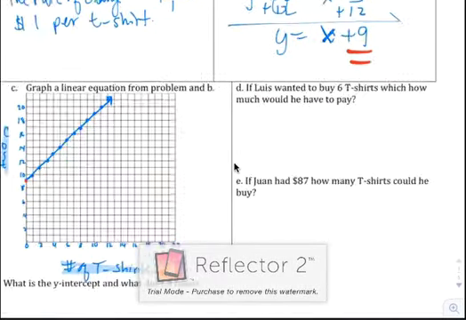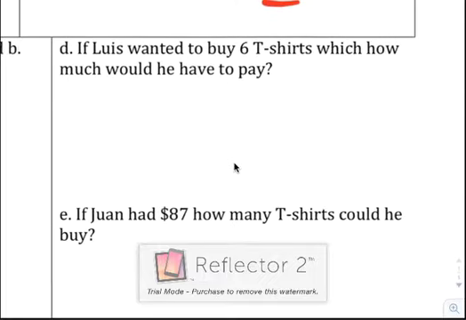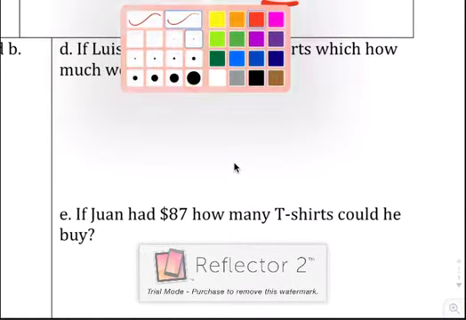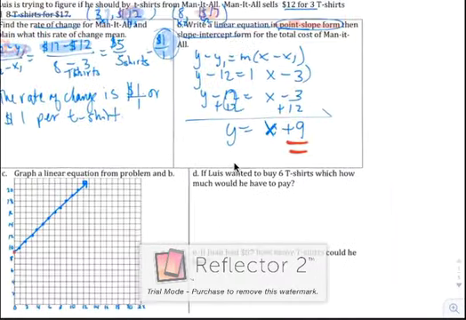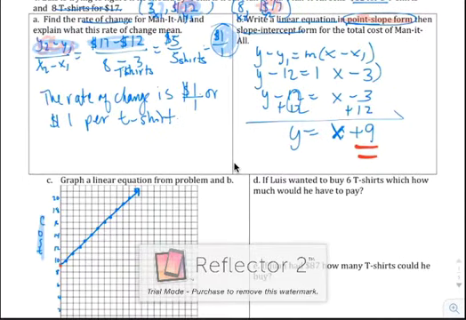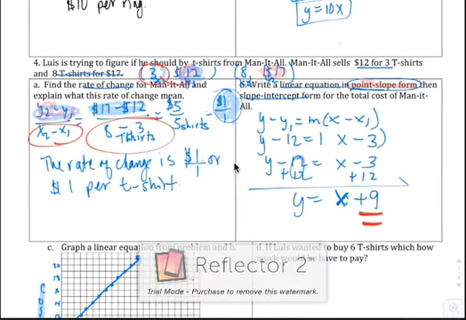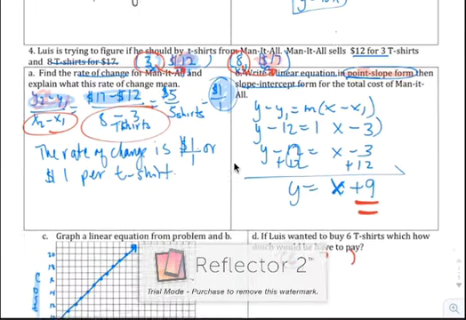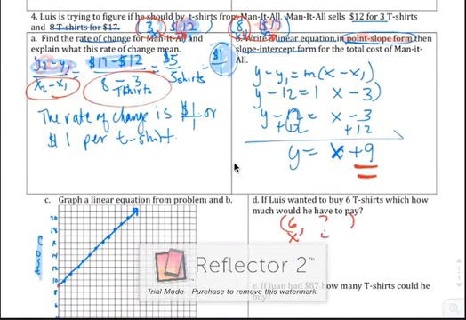If Luis wants to buy 6 t-shirts, how much would he have to pay? Okay, well, 6 t-shirts. X, remember, is the number of t-shirts. Right here, 3 shirts for $12, 8 t-shirts for $17. So 6 t-shirts. We want to know how much money that is for 6 t-shirts. So we got X and we want to find out Y. Y is the dollar amount.